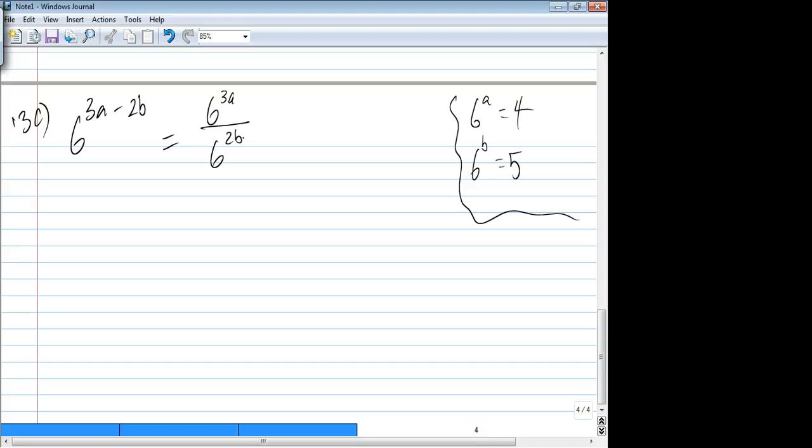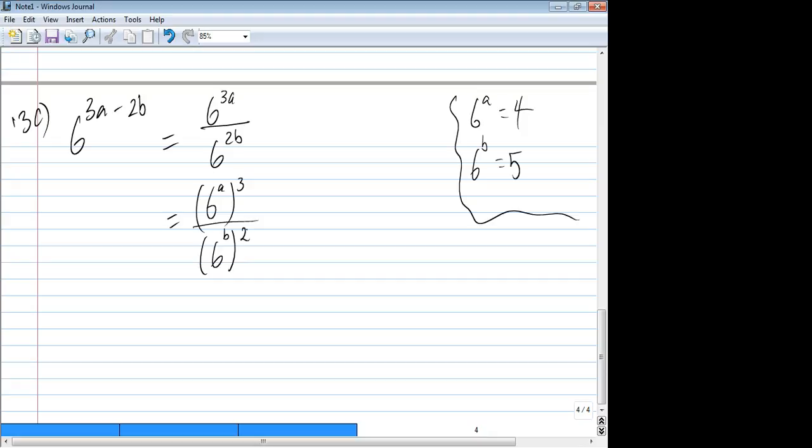Alright, 6 to the power of 3A. Can we find out what that is? We need to make some tiny changes first. 6 to the power of 3A, we can rewrite as 6 to the power of A, to the power of 3, right? Because A times 3 is 3A. That is what we have in the numerator. And in our denominator, we do the same: 6 to the power of B, to the power of 2. You're following?